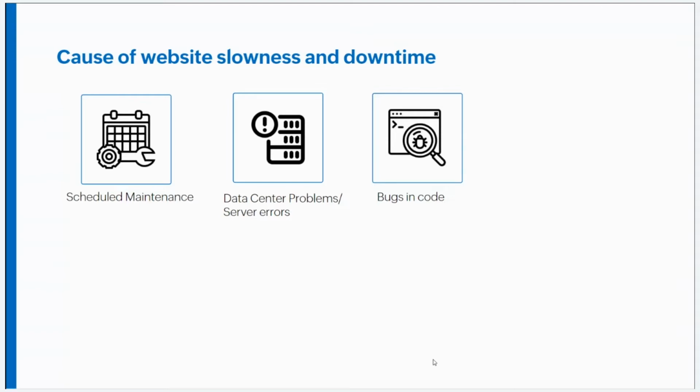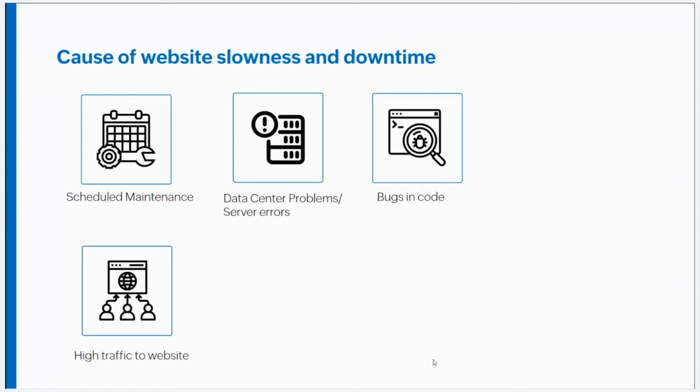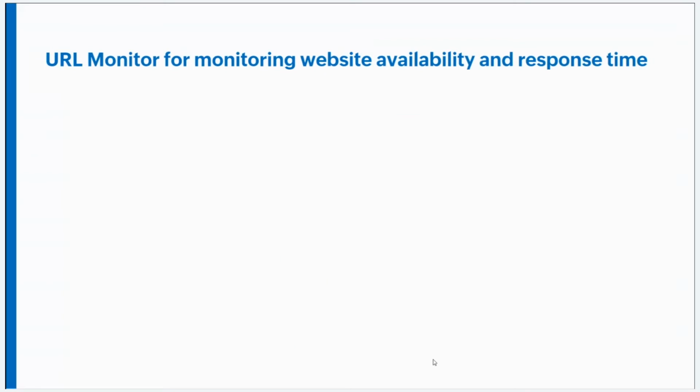The bugs in website code can cause errors and prevent the site from loading or might cause slow loading. High traffic. If too many people are trying to access the website at the same time, it may not be able to handle the load. Hacking attempts. Hackers trying to pull any suspicious activities on your sites can cause it to go down or become slow. To prevent and tackle problems like this, you can use Applications Manager's URL Monitor.